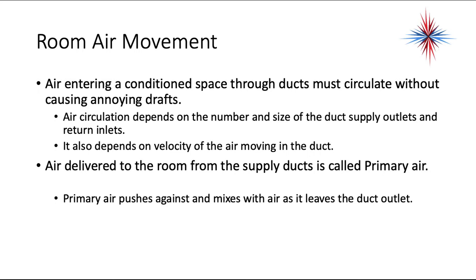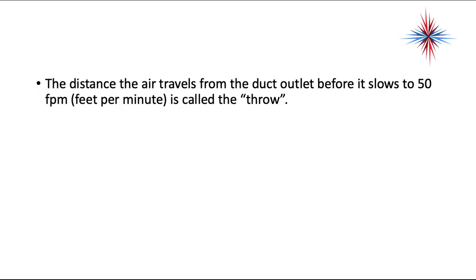Air delivered to the room from a supply duct is called the primary air. Primary air pushes against and mixes with air as it leaves the duct outlet. The distance the air travels from the duct before it slows to 50 feet per minute, or FPM, is called the throw. The throw is how far the air travels from the duct before it slows down to a rate of 50 feet per minute.